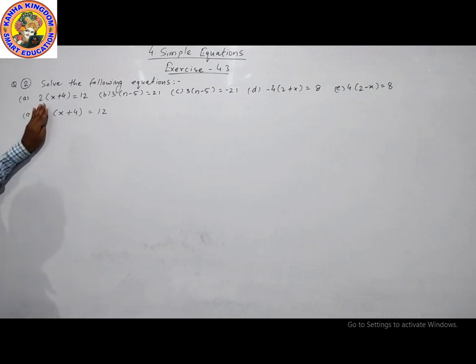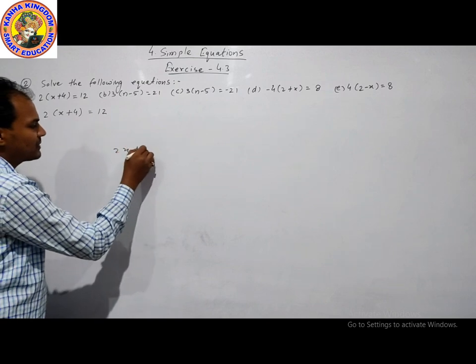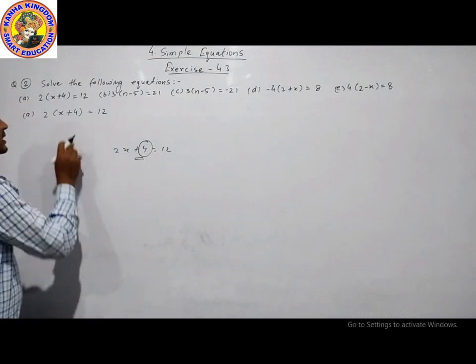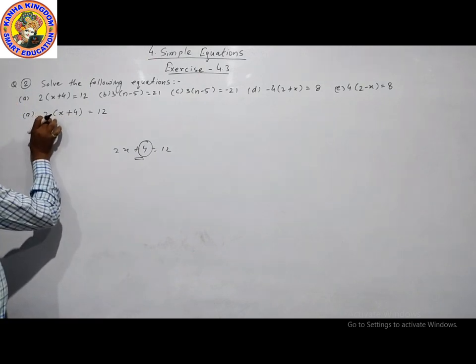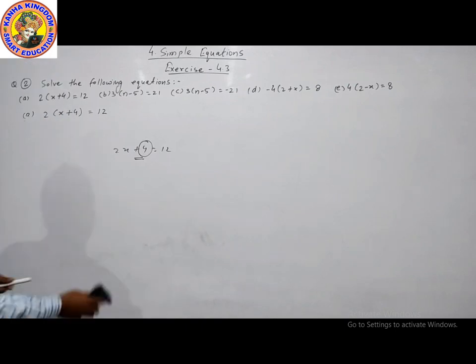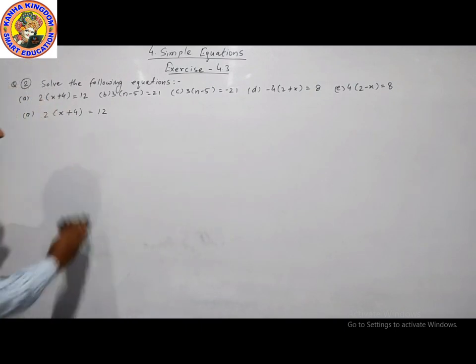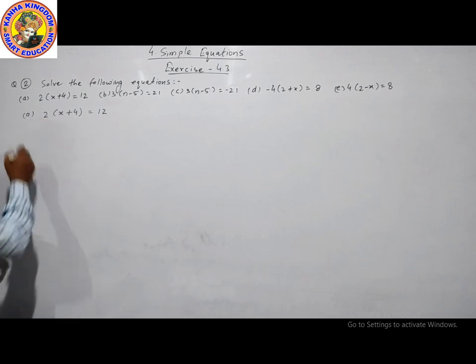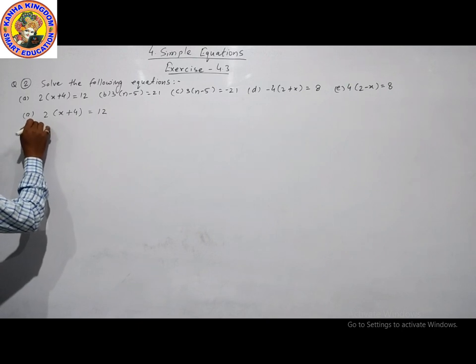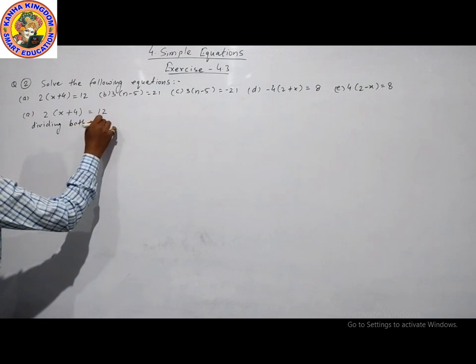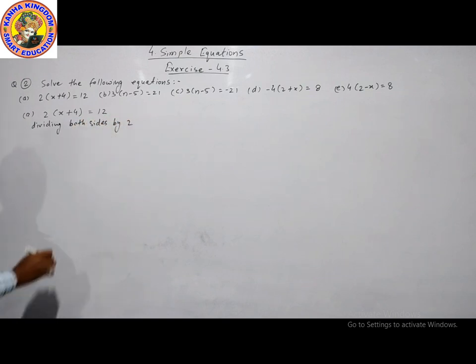If this equation is like 2x plus 4 is equal to 12, then first of all we will solve plus, but here is a bracket, so the digit outside the bracket we will attend first. So here is 2 multiplied by (x + 4). The reciprocal of multiplication is divide, so we will divide by 2 for removing this 2. Dividing both sides by 2.